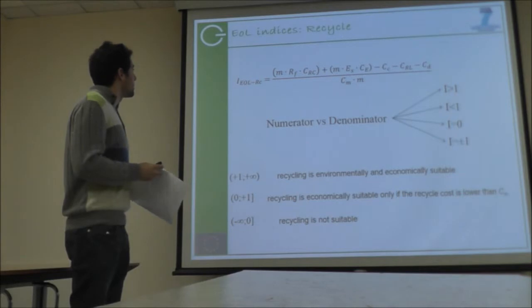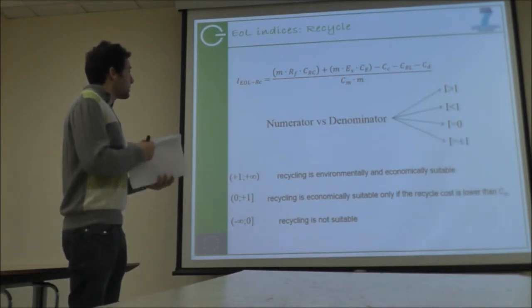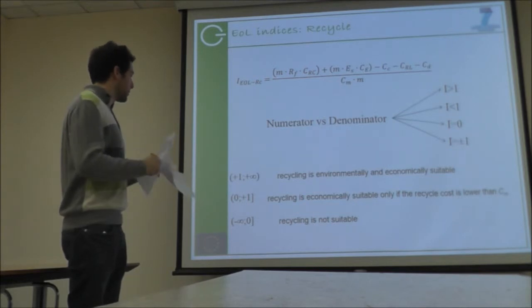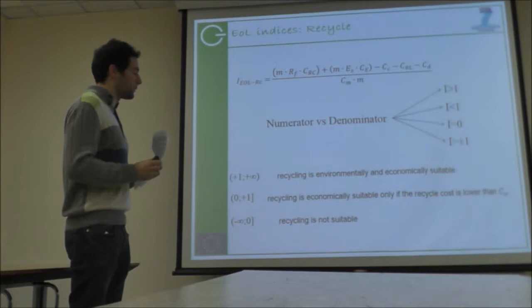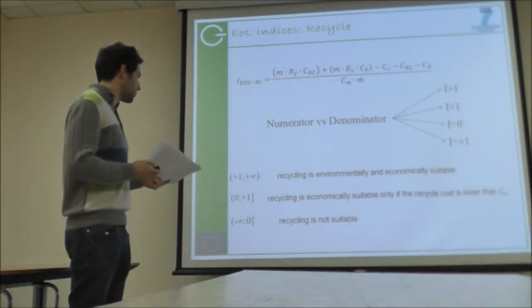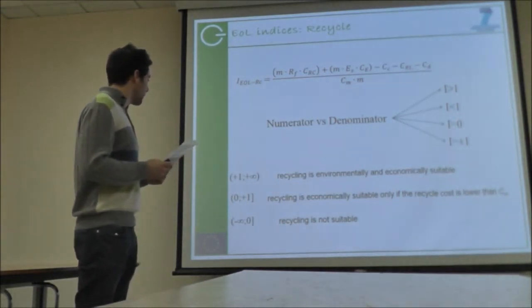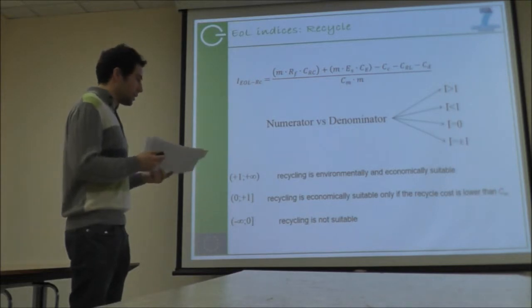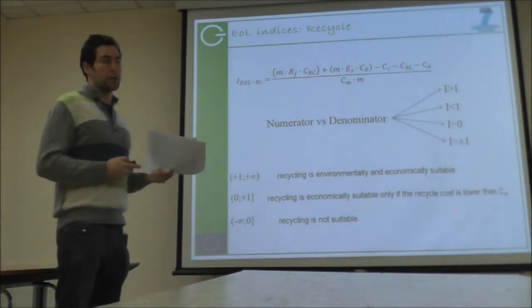And here is the recycle. Again, 4 results and 3 ranges. Always, a positive value means that it's suitable, the negative means that it's not suitable. In this case, if we are in the middle, recycling is suitable only if the recycle cost is lower than the manufacturing cost.